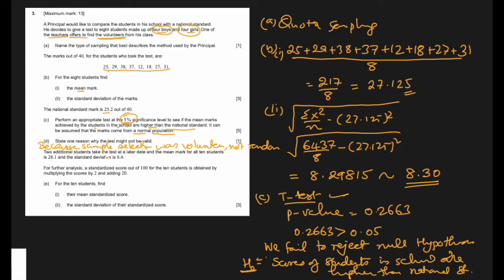Two additional students take the test at a later date and the mean mark for all students is 28.1. It was 27 point something, 27.125, earlier. Now it is 28.1. The standard deviation is 8.4 now, which was 8.3 earlier. For further analysis, a standardized score out of 100 for the 10 students is obtained by multiplying the score by 2 and adding 20. For the 10 students, find their mean standardized score.